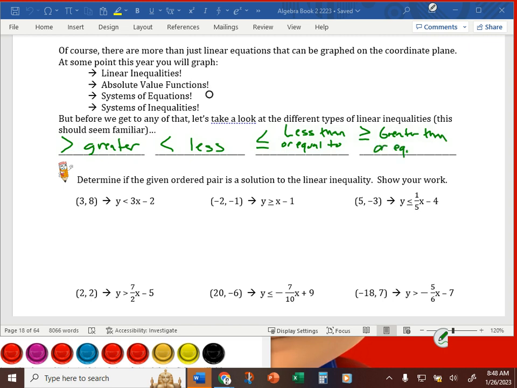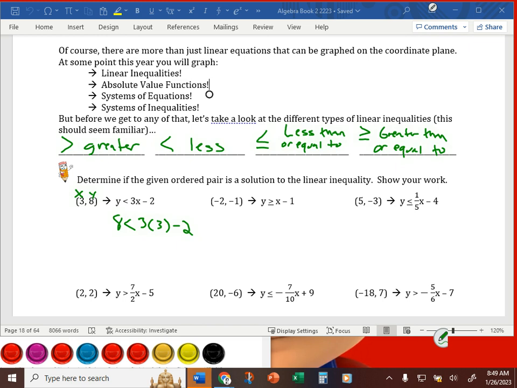So you don't need to go all the way back to CO30 or whatever it was to get these things here. You've got these symbols now. It says determine if the given ordered pair is a solution to the linear inequality, show your work. You can't just put a yes or a no. You've got to show me how you know. Remember, all ordered pairs are x, y, in that order. We're going to take the inequality y is less than 3x minus 2, plug in 8 for y, keep the less than symbol, plug in 3 for x, and see if it works.